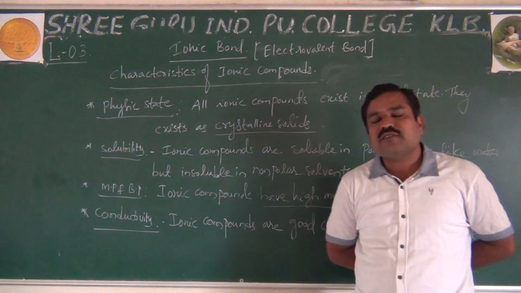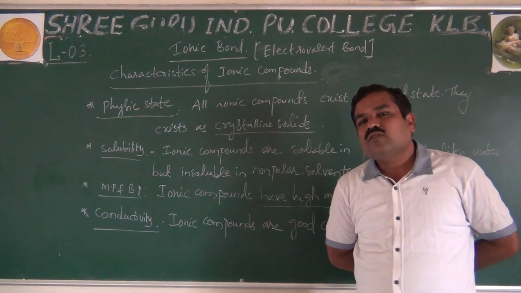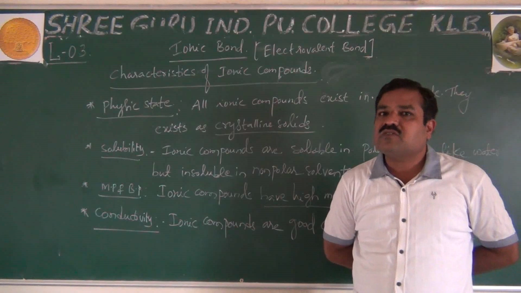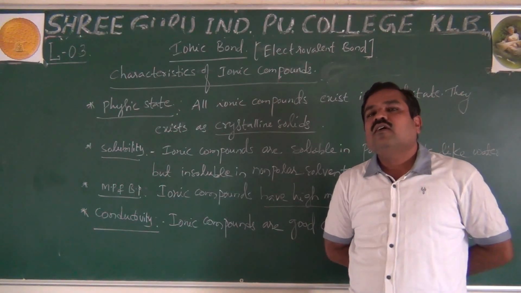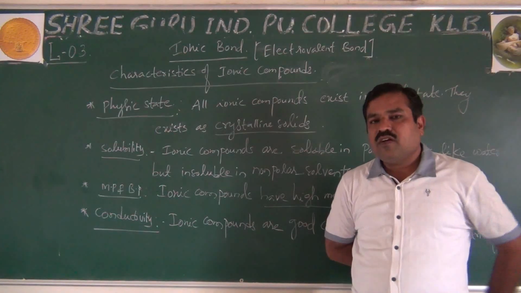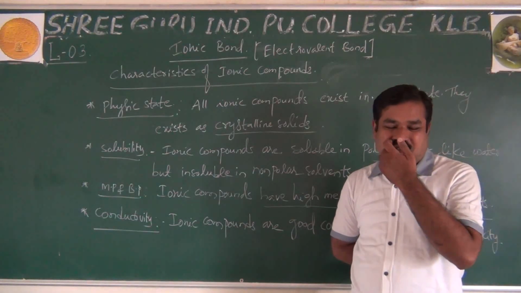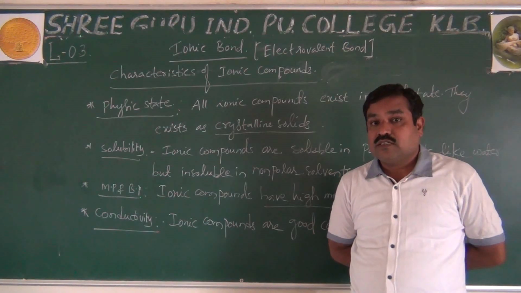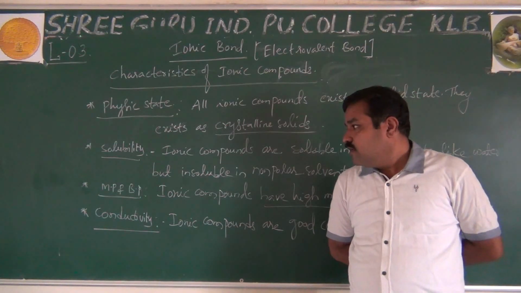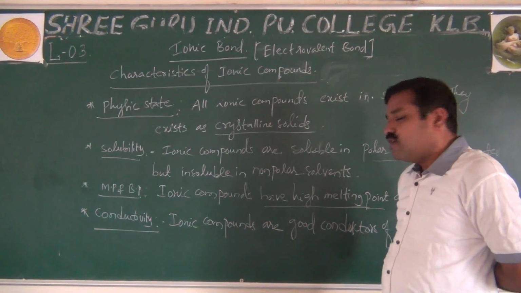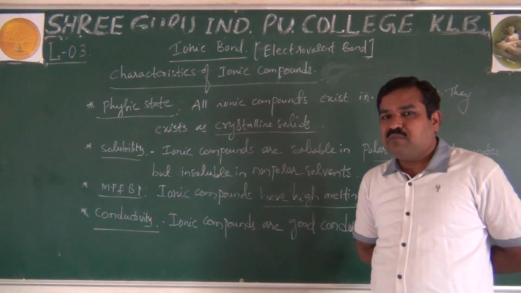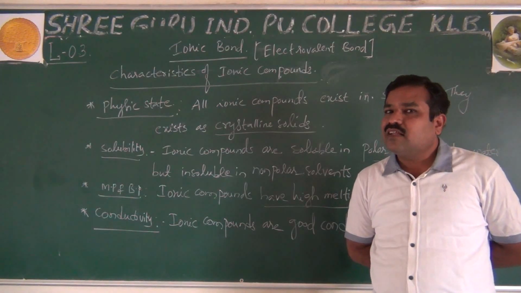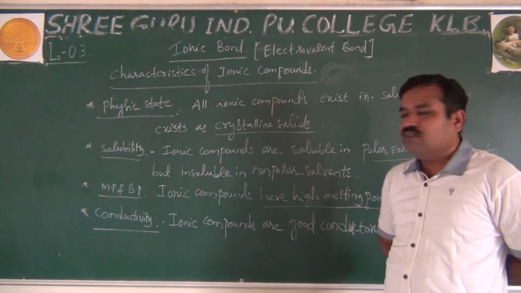Some examples are exception. Those exception examples are what? When they form hydrogen bonding with water, they are soluble. Otherwise, all are insoluble in water. So remember, all organic compounds except forming hydrogen bonding with water, they are non-polar solvents. Very easy to remember, right? Then MP and BP, they are having high melting point and boiling point. Why? Because they are tightly packed in the crystal lattice. If you want to break them, you have to break that crystal lattice. That's why they are having high melting point and boiling point.